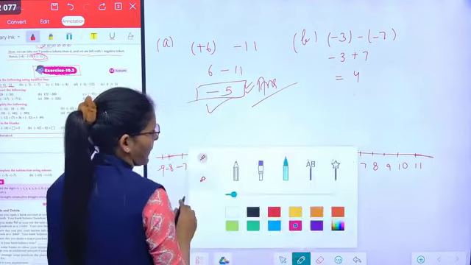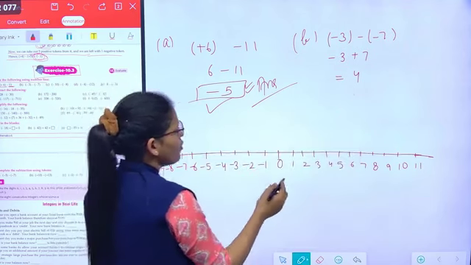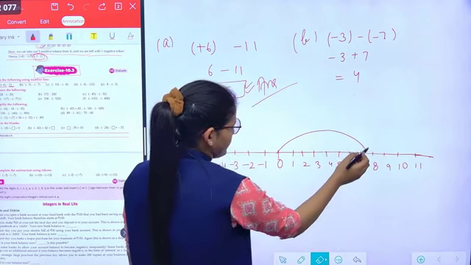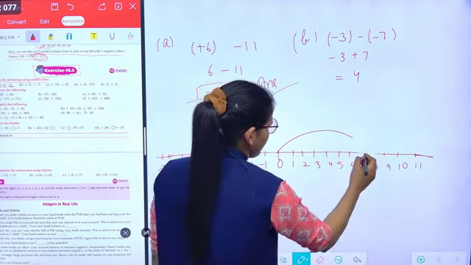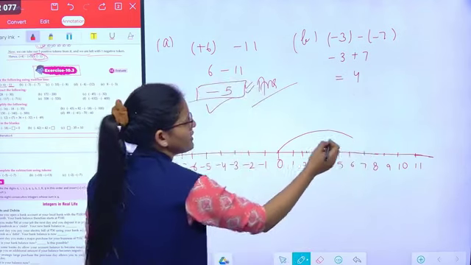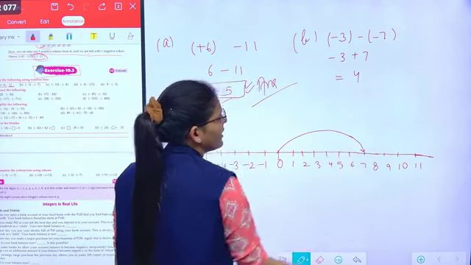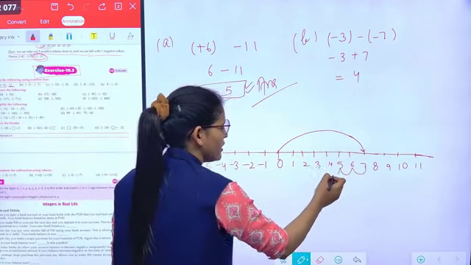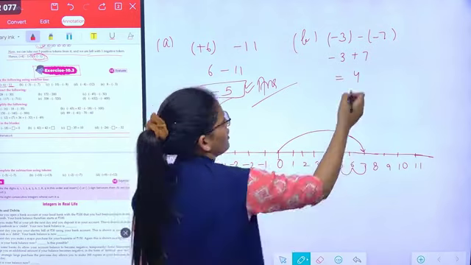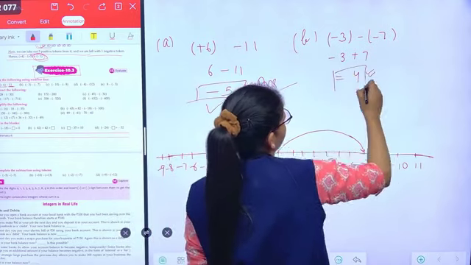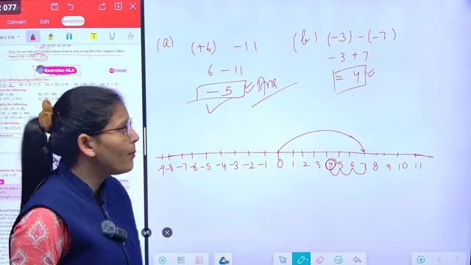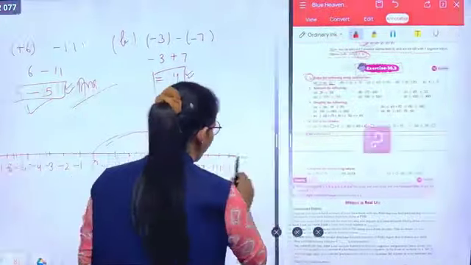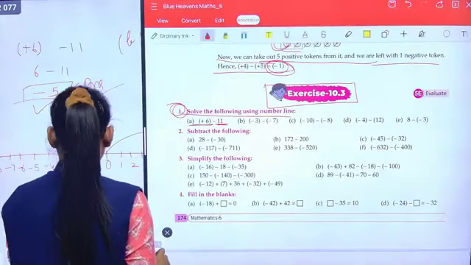Firstly, move the 7 like this. Now 3 steps: 1, 2, 3. Now we will reach at 4. So it is the correct answer. Understand class? I hope you all have understood very well and it is clear to you.